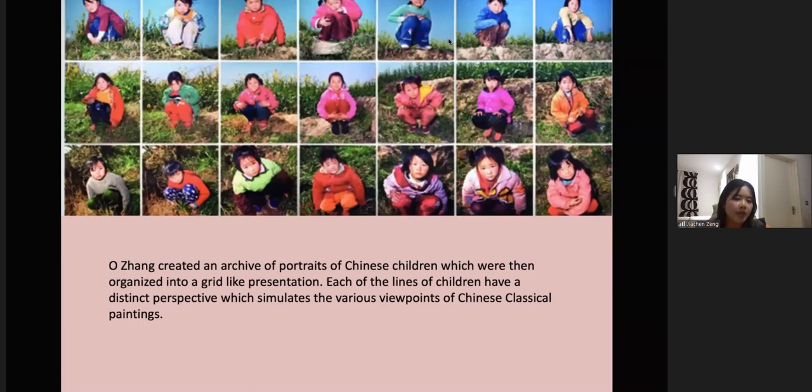Ou Zhang created an archive of portraits of Chinese children, which were then organized into a grid-like presentation. Each of the lines of children have a distinct perspective which simulates the various viewpoints of Chinese classical paintings. So at the bottom line, you're looking down at children. The middle perspective, you're looking into the same perspectival space, and then the top line you're looking up. So it seems to simulate these three views which you find in Chinese classical landscape paintings: a mobile, free-floating perspective.